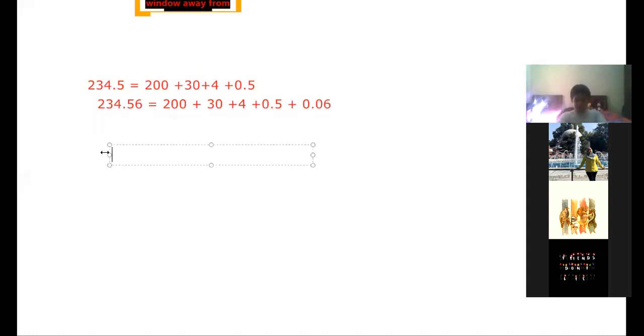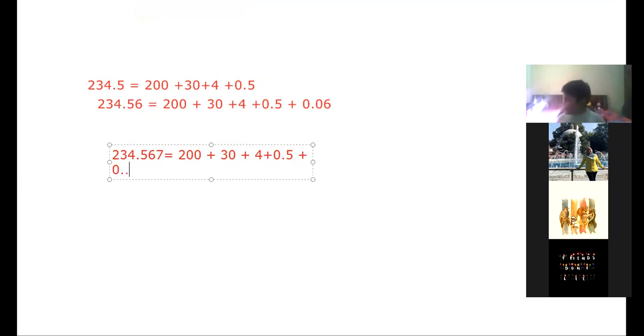Now, what if the number is in the hundredths? Let us take 234.56. With the same thing, 200 plus 30 plus 4 plus 0.5, because it's in the tenths. Now in the hundredths, we write 0.06. Now what if we have 234.567? So it's 200 plus 30 plus 4 plus 0.5 plus 0.06 plus 0.007. Very good. Is it clear for everyone?